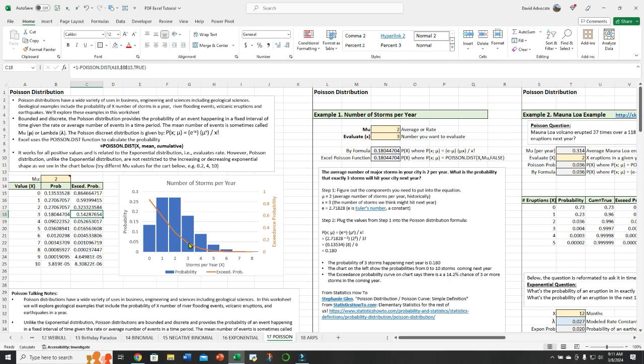For a really good explanation of the Poisson distributions, I strongly suggest Stephanie Glenn's site at statisticshowto.com, which I've left a link for.